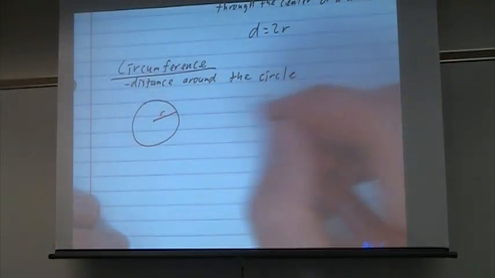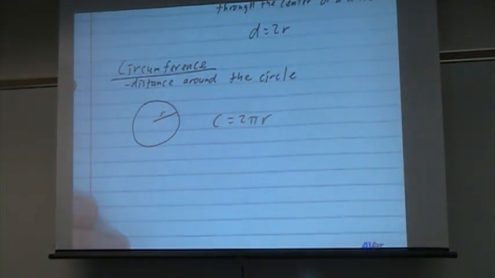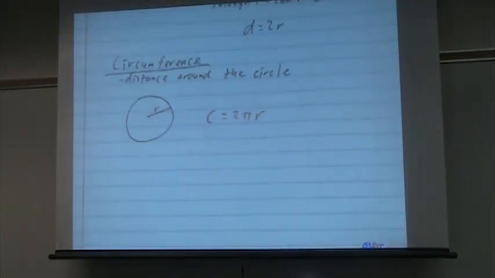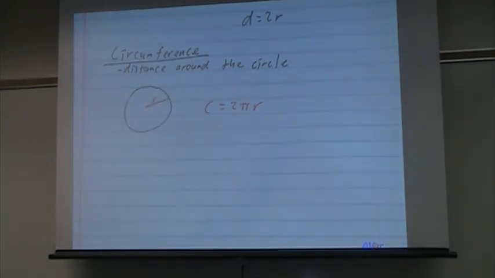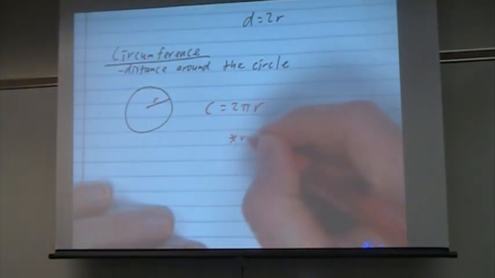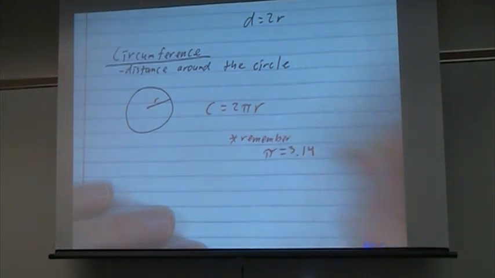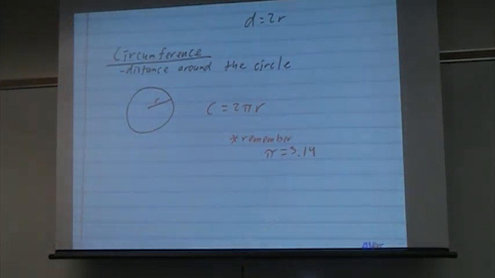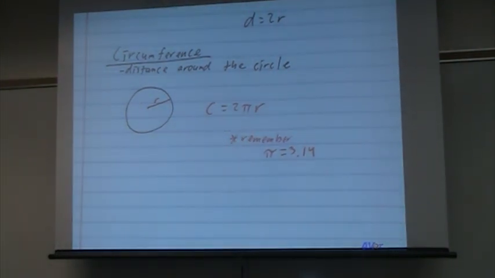And the circumference formula is C equals 2 pi r. Okay. So circumference equals 2 times pi times the radius. And of course, remember that pi equals 3.14. So if your calculator does not have a pi button, you can use 3.14. So there it is for the first lesson of the circles unit.